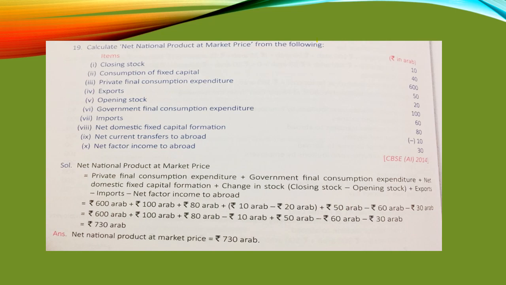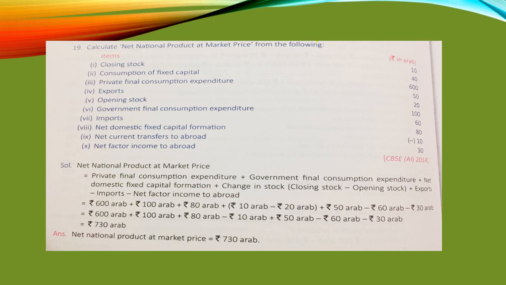You can see that in the solution of this sum, depreciation is not given, because to calculate GDP MP we will add depreciation, and to calculate NNP MP we will deduct depreciation. So adding and deducting means depreciation is not considered. Plus change in stock, that is closing stock minus opening stock, and plus we will take net exports, and net exports means exports minus imports.